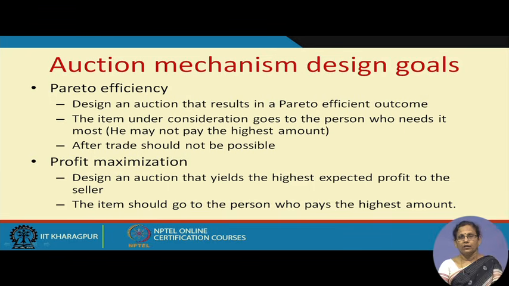Then, the second one is profit maximization. In case of profit maximization, the aim is to design the auction which yields the highest expected profit to the seller or minimizes the cost of the buyer. Now, the item should go to the person who pays the highest amount. He may not be the most needed person to get the item. We need not bother what is the right valuation of the person. In the first case, we were actually bothered about the right valuation of the person, but here it is not.